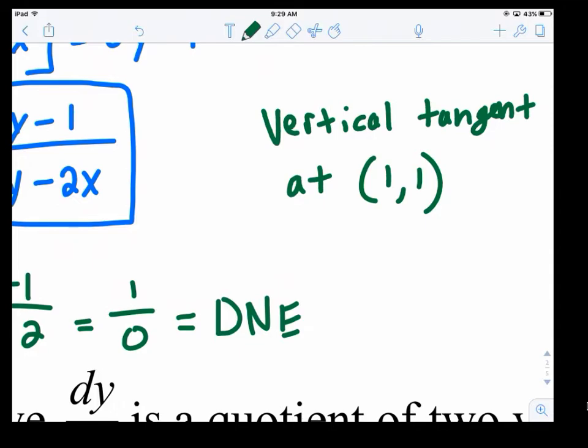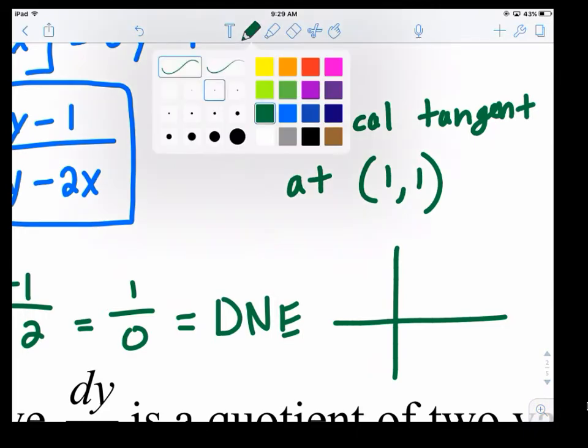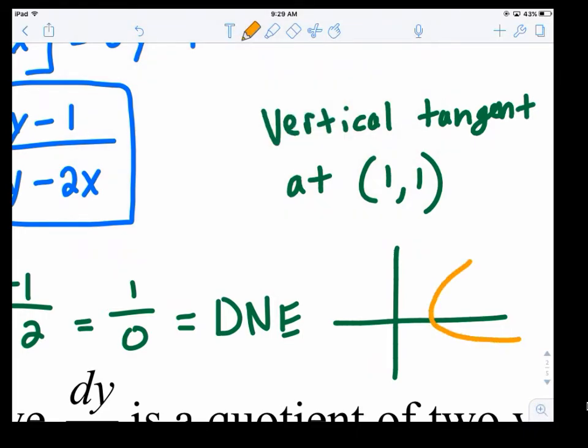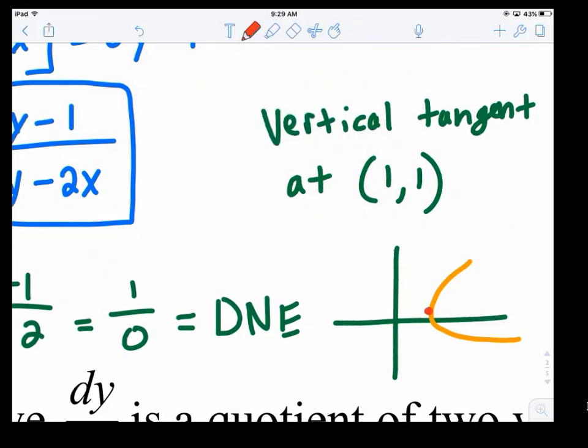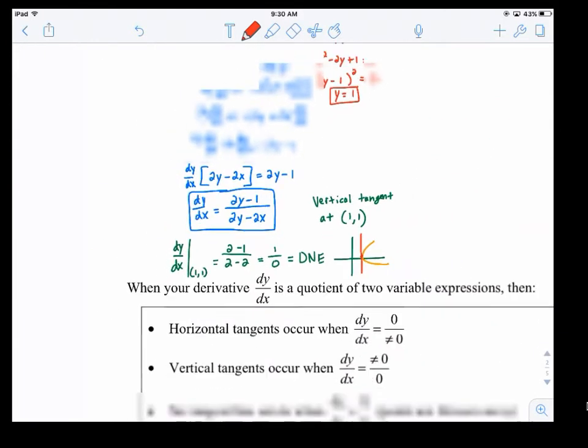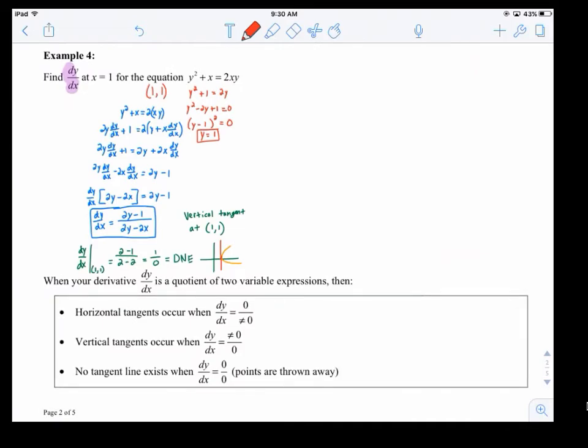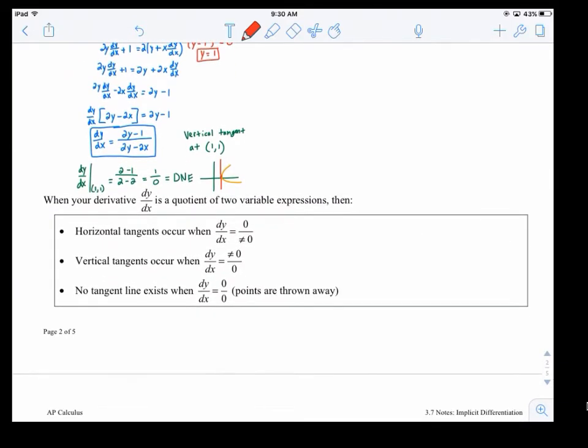So a lot of these curves look like something like that. So you might have a vertical tangent line like right here. It kind of looks like that. All right, so that is one thing you guys need to remember. A lot of the times when they give you implicit problems, they're going to ask you where do you have a horizontal tangent line, where do you have a vertical tangent line, and then so on.